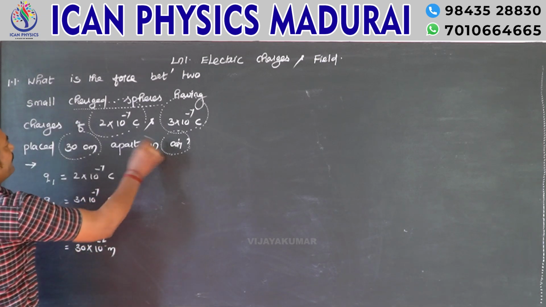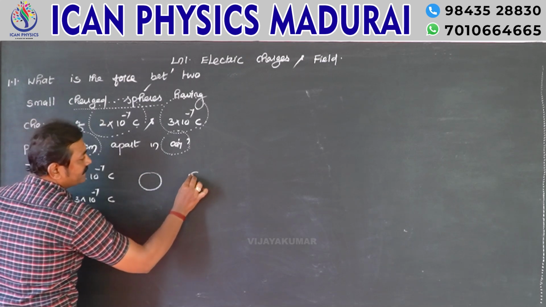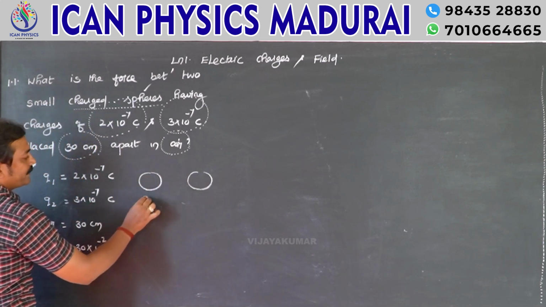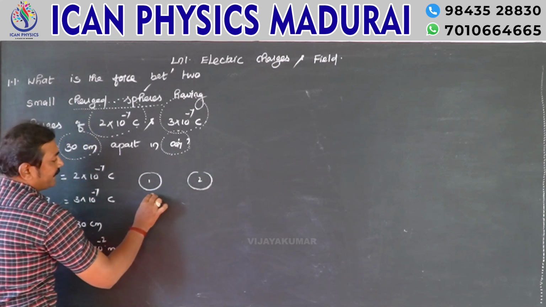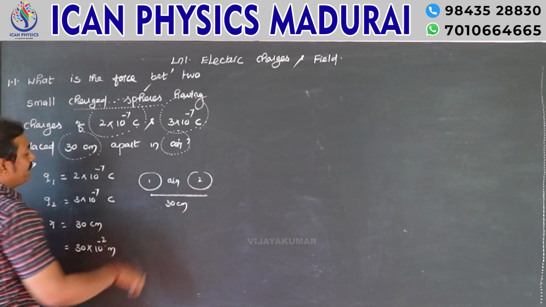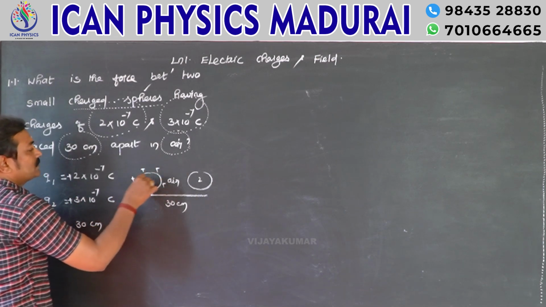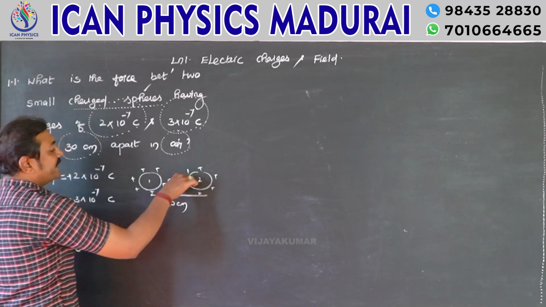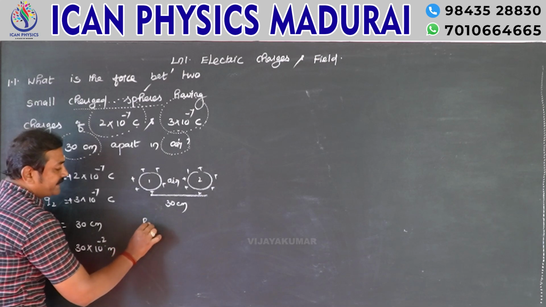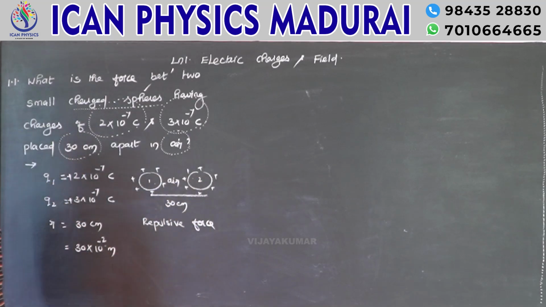Two spheres are placed in air. So this is the first sphere and this is the second sphere. They are separated by a distance of 30 centimeter in air. Both charges are positive. So these two positively charged spheres separated by a distance of 30 centimeter in air experience a repulsive force. Why? Like charges always repel each other.